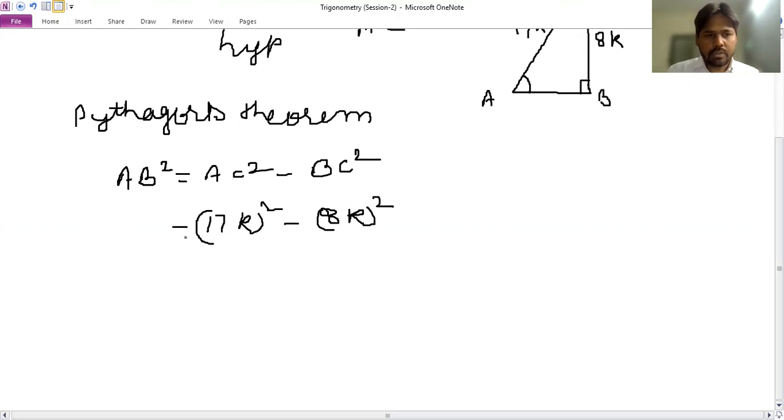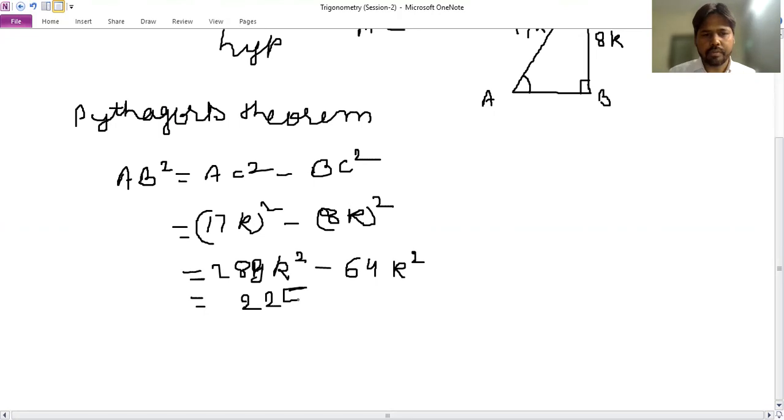And on solving this, we will get 289k square minus 64k square. And then on solving this, we will be getting a value equal to 225k square. Then we will reach the conclusion that the value of AB is 15k.